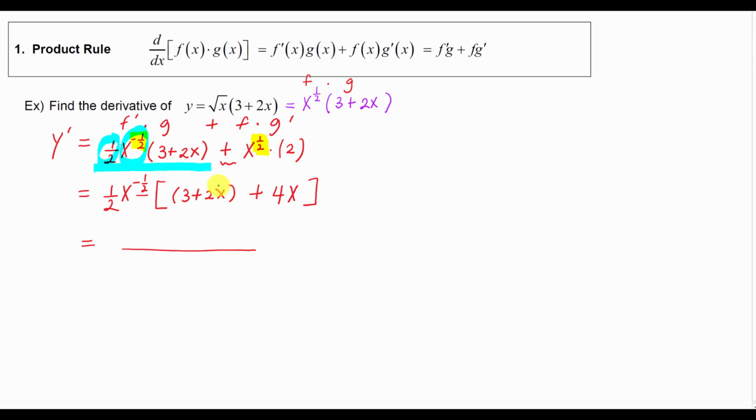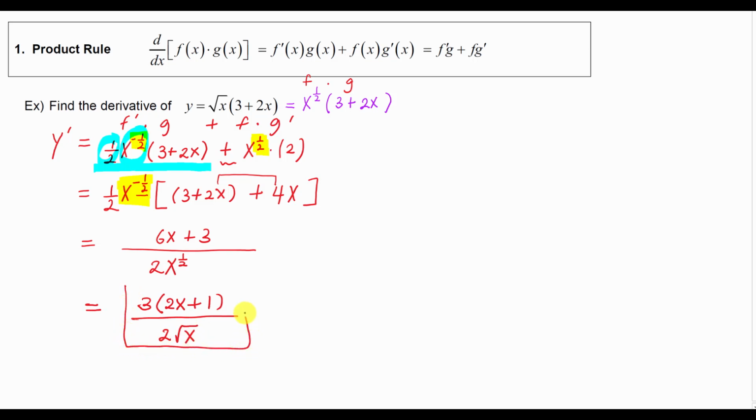So let's simplify. When you add the 2x and 4x, you get 6x plus 3, and the 1/2 and 2 is the denominator. So let's put the 2 in the bottom, and x to the negative 1/2 power needs to go to the denominator because it is a negative exponent. So let's send it to the bottom, and it becomes positive 1/2 power. On the numerator, I have a common factor 3, so you can take it out, and you get 2x plus 1 over x to the 1/2 power, which is radical x. So here is your simplified answer.